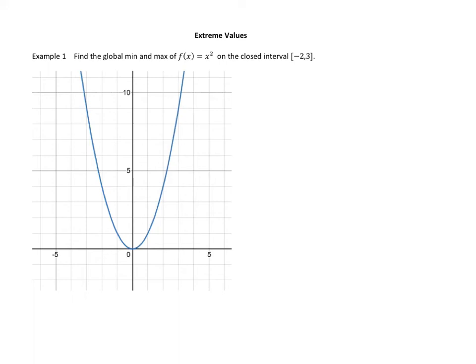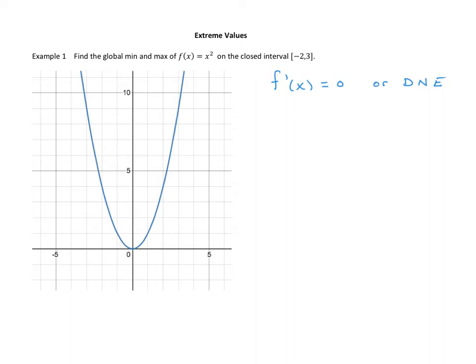Last class, we went over how to find the extreme values of a function that's continuous on a closed interval. So here I have the function f of x equals x squared, and I'd like to find the global maximum on the interval from -2 to +3. The procedure was first to find all of the critical values. So this is anywhere where the derivative is either 0 or it does not exist.